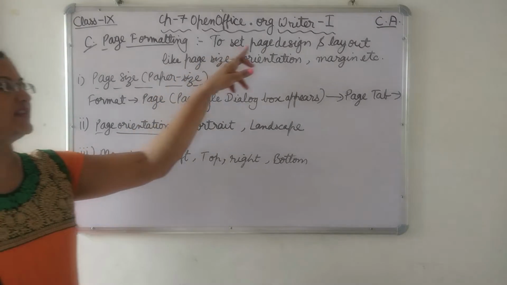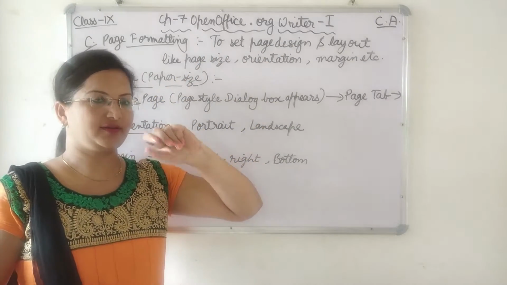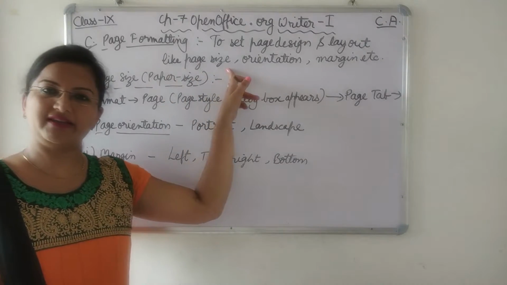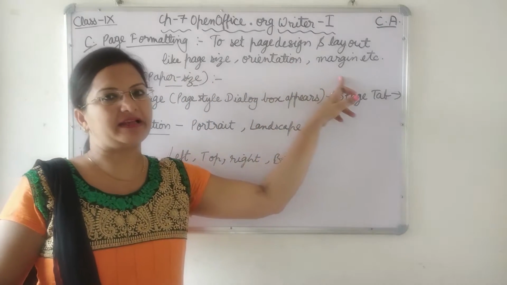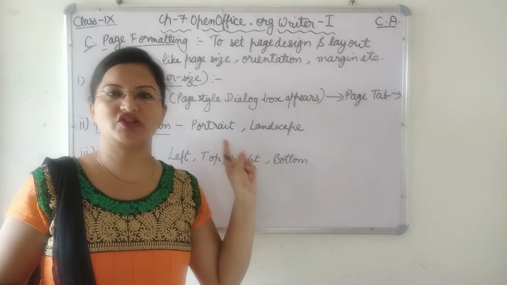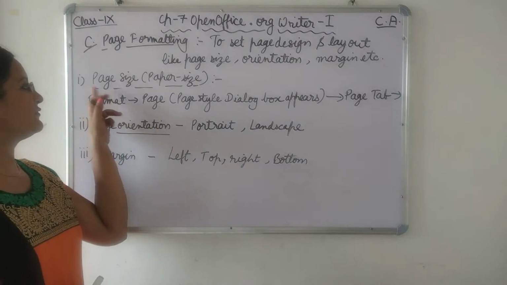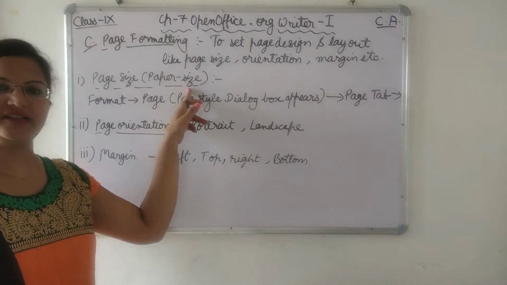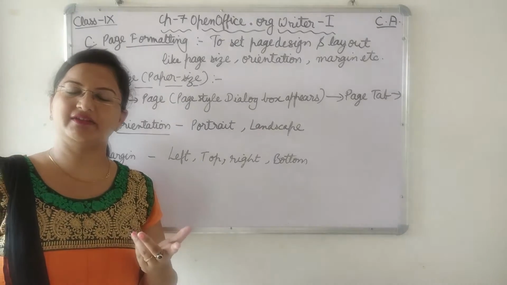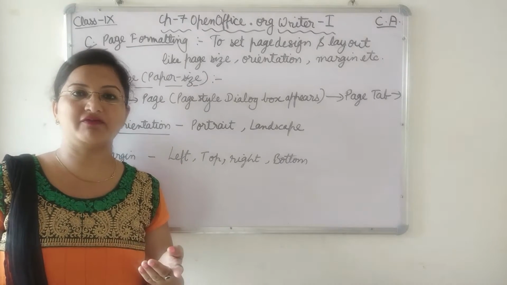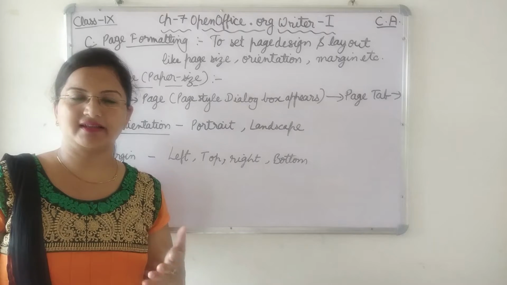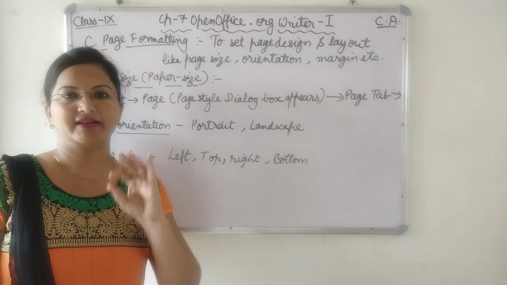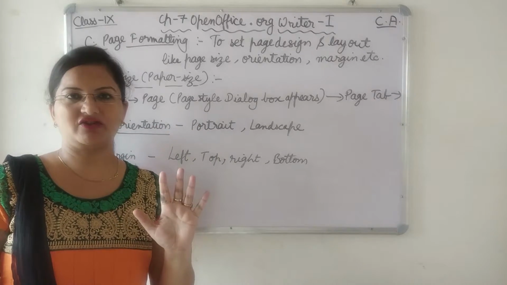So if we have to set the page design and layout like page size, orientation and margin, three things we can change from here. So first of all, page size. Page size means paper size. You know very well nowadays we are having paper of A4 size, A3 size and so on, or otherwise height and width also we can mention.